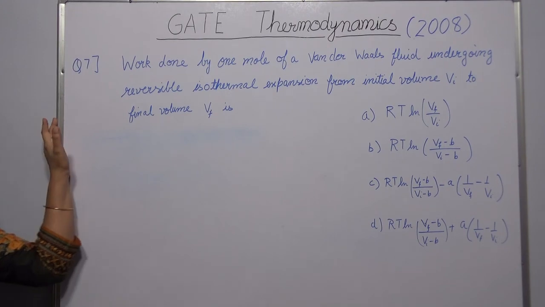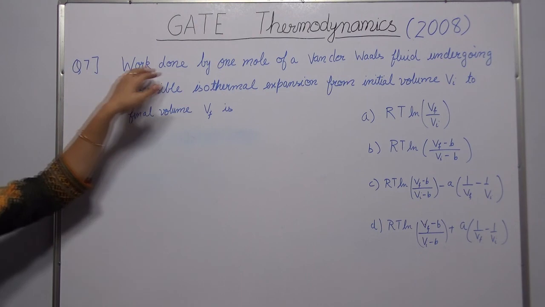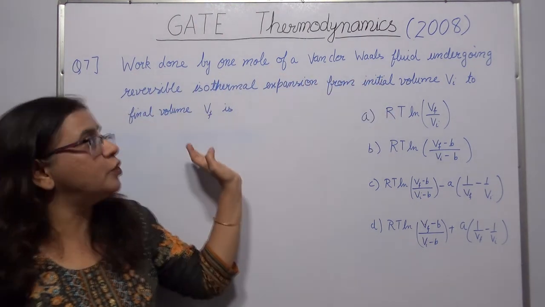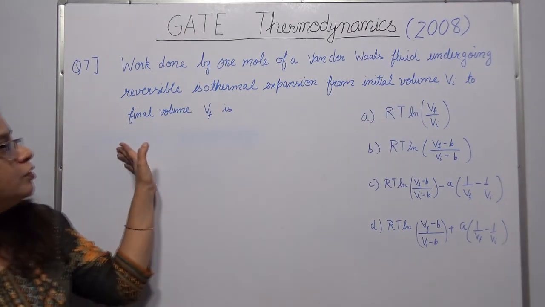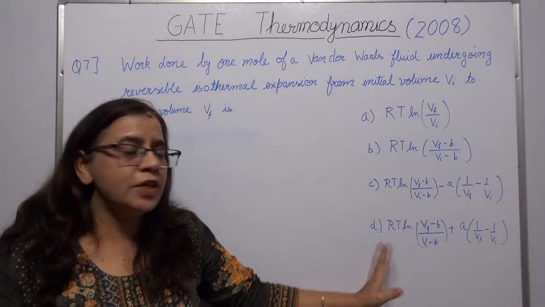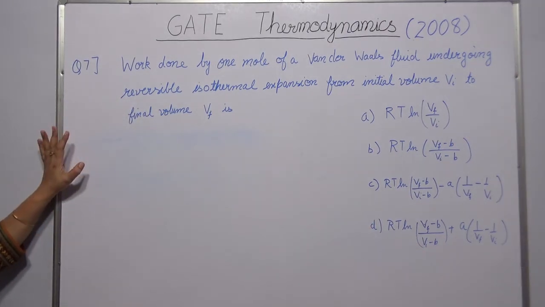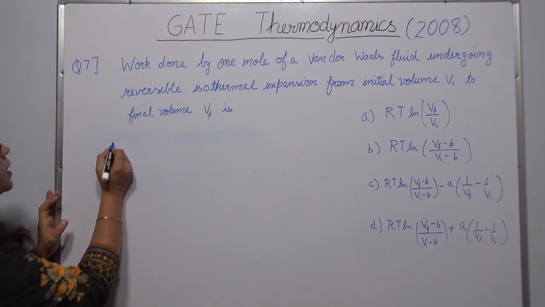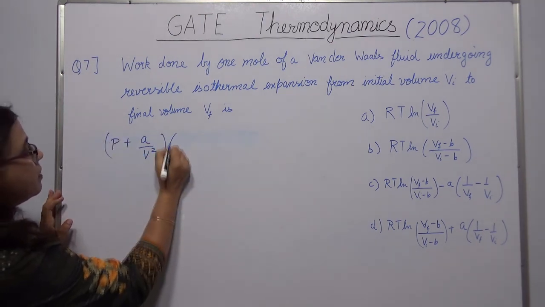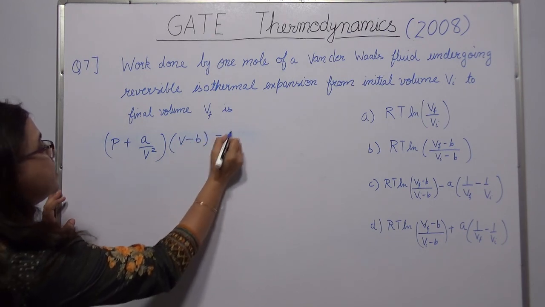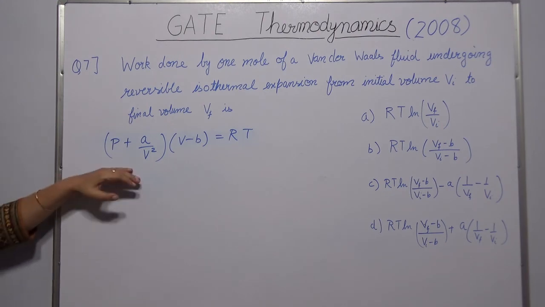The next question which I am going to take asks you to calculate the work done by 1 mole of a van der Waals fluid which is undergoing a reversible isothermal expansion from initial volume Vi to Vf. 4 options have been given and you have to select the correct one. First we will write down the van der Waals equation of state. So it is P plus A upon V square multiplied with V minus B, that is equal to RT. This is your van der Waals equation of state.